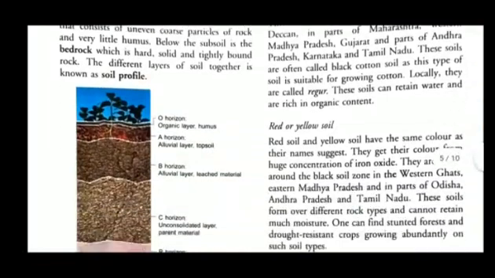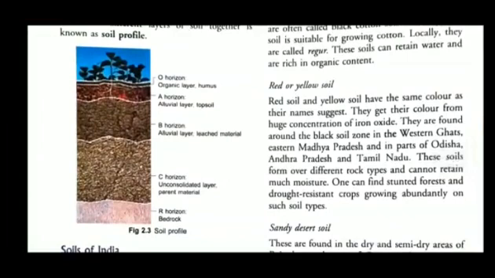Now, red or yellow soil. This soil occupies the second largest area of the country. They are mainly found in the peninsula from Tamil Nadu, Andhra Pradesh and Madhya Pradesh. The presence of iron oxide makes the color of soil red or yellow. This soil is good for the cultivation of wheat, cotton, pulses, tobacco, millets, orchids, potatoes and oilseed.